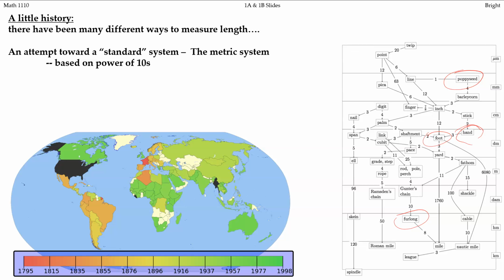And so the black countries that you can see, the US is certainly in there, those are countries that have not adopted the metric system yet. So there's a few that remain yet that still use a different unit of measurement. In the US, we use the imperial system.